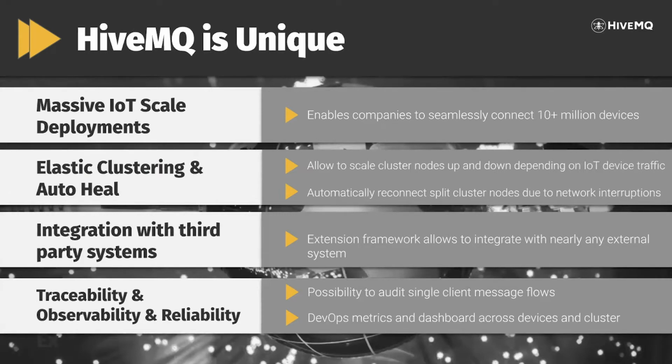One of our really unique features is the elastic clustering here. That means you can distribute the load between multiple cluster nodes, and you can also scale them up and down regarding the IoT device traffic you have for your use case. And to have full visibility into your HiveMQ cluster, we have built-in observability and traceability so that you can really see what is happening on your cluster. I'm pretty sure we will also see a little bit of these features later on in the live demonstration.